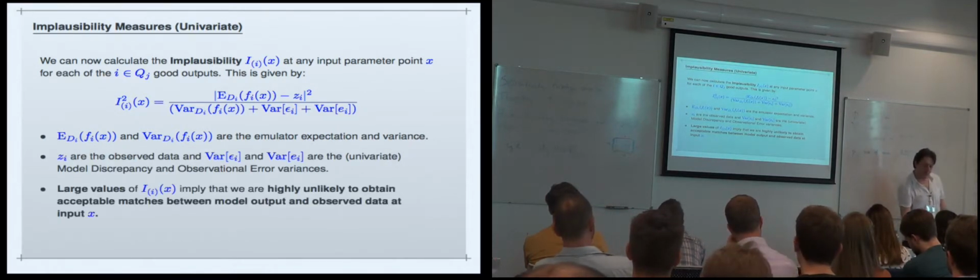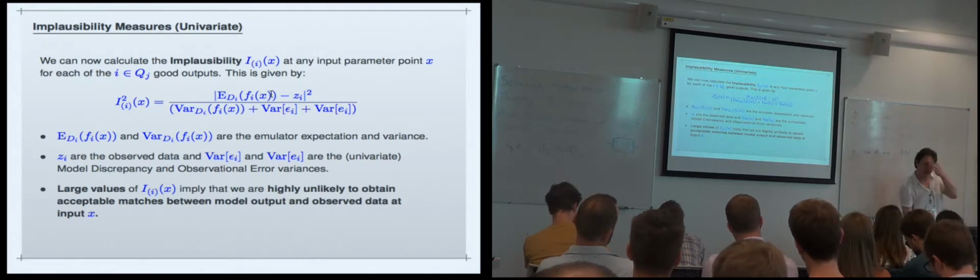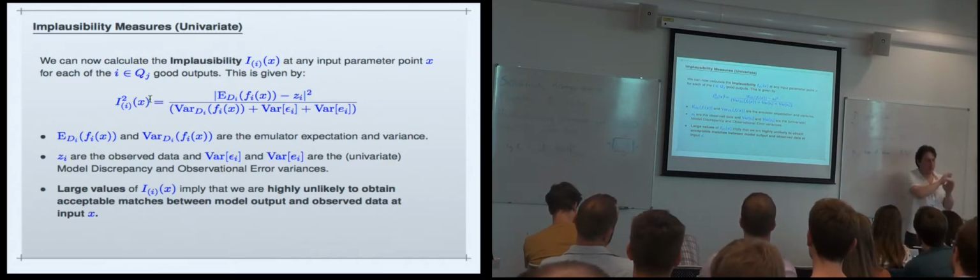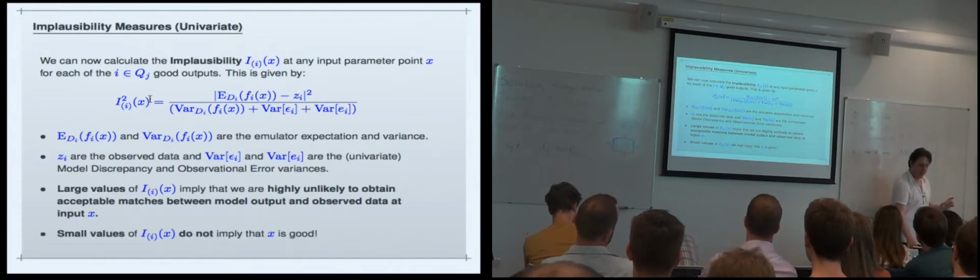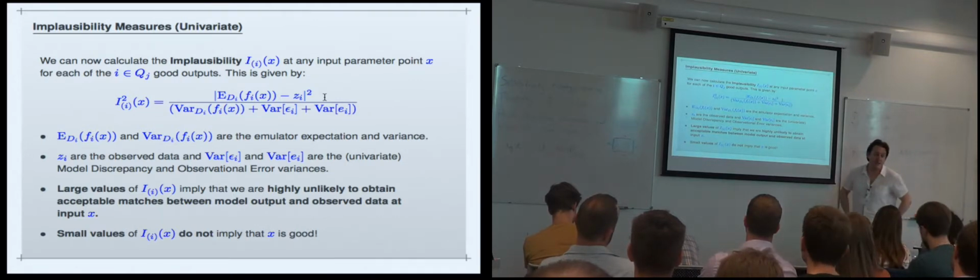So large values of my implausibility function imply that we are highly unlikely to obtain acceptable matches between model output and observed data at input x. Why is that? Well, basically, if this thing is large, it's saying that we expect the model to be so bad compared to the data, even given the uncertainties we know about, that we think x can be discarded. And I can cut x out and not worry about it anymore. But small values of I of x do not imply that x is good. I of x just tells me when things are bad. It doesn't tell me when things are good.